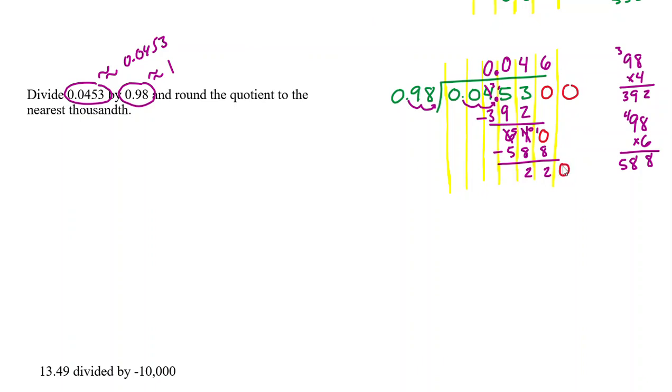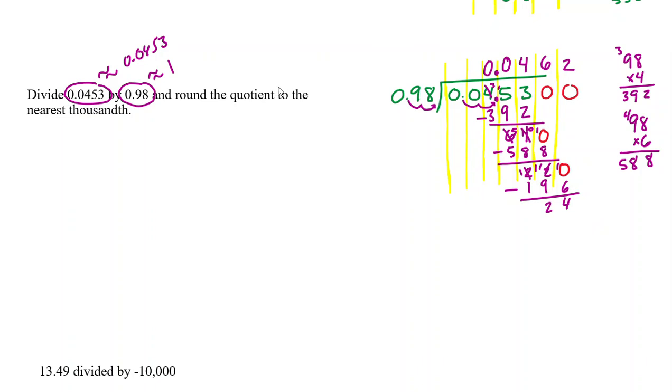So bring down the 0. How many times does 98 go into 220? Well, probably 2 times. So put a 2 up here. 2 times 98, let's see, that's 16. That's 19. And again, we can subtract. We're going to get a 4, and then we're going to get 2, 24, 24 left over. So we can keep on going as long as we need to.